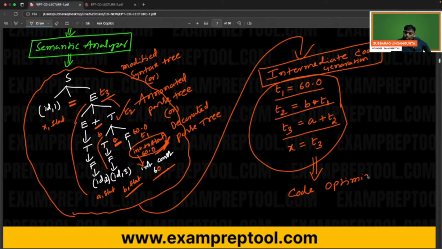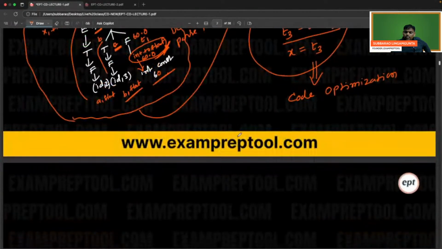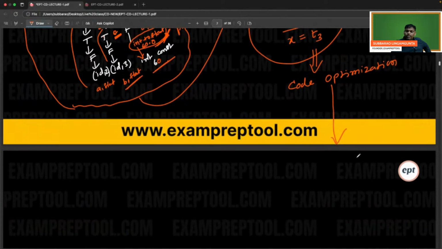Code optimization. If any chance is there, please optimize. Let me optimize here. See this one. T1 is equal to code optimization.